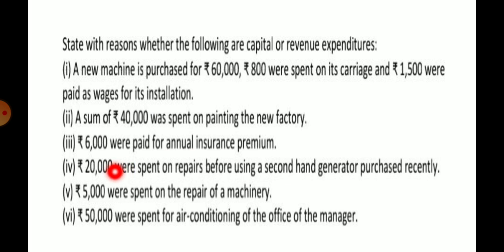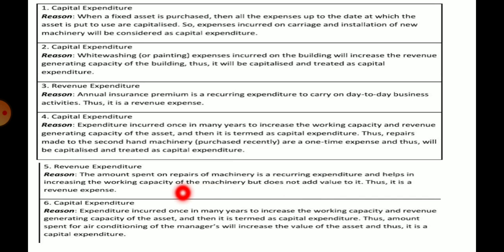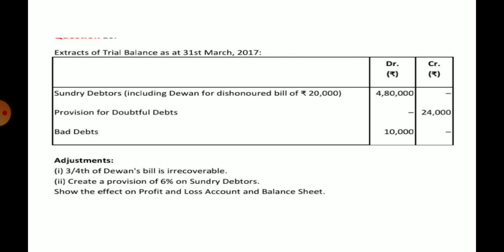Okay, 20,000 spent on the repair before the second hand generator was purchased recently, so it is the purchase of a bigger asset, so it will be capital. 5,000 were spent on the repair of machinery, it is a revenue expenditure, and 50,000 were spent on the air conditioner of the office of the manager, so it will be capital expenditure, right?